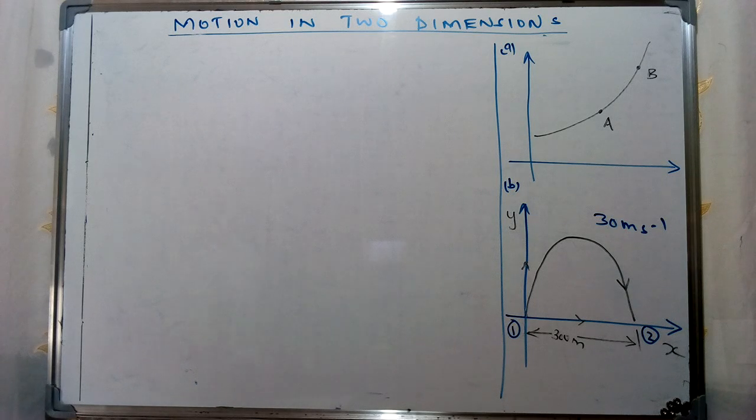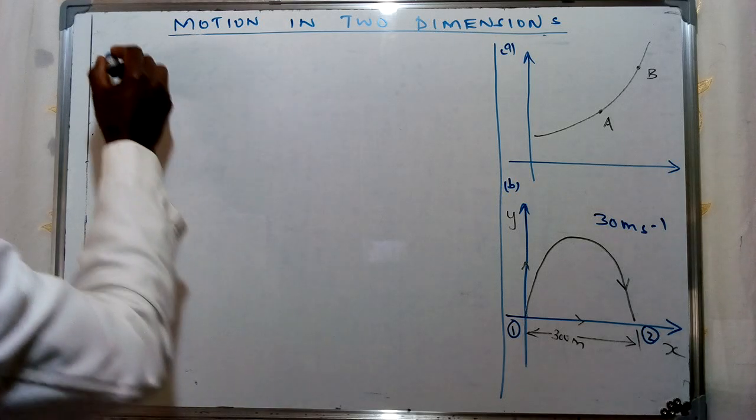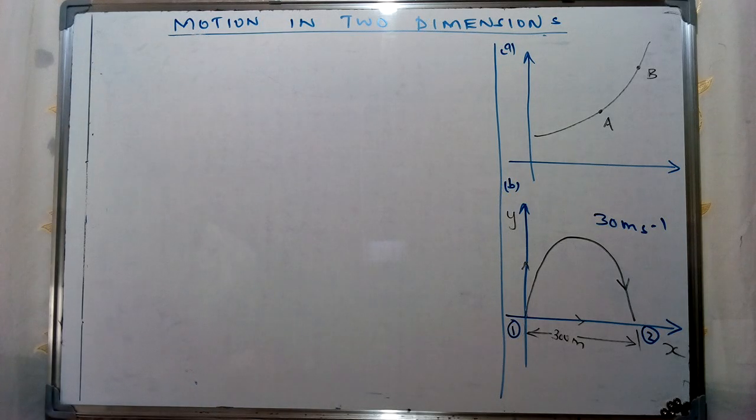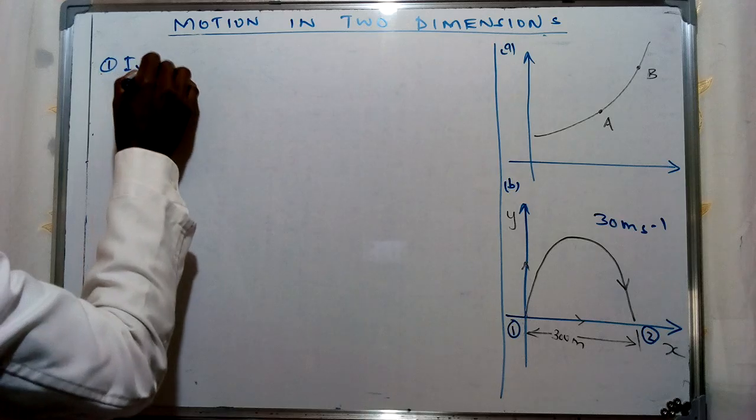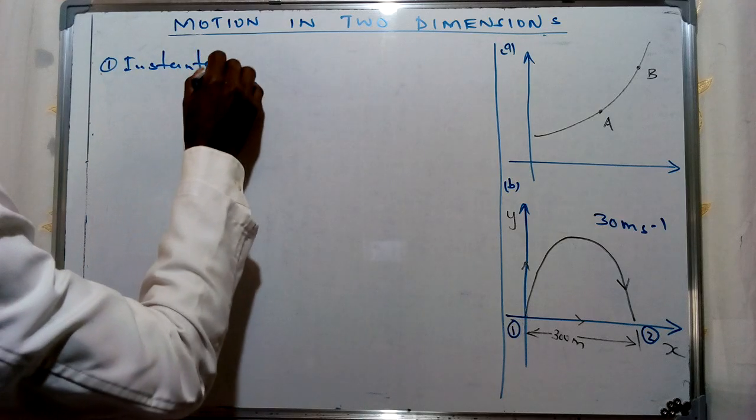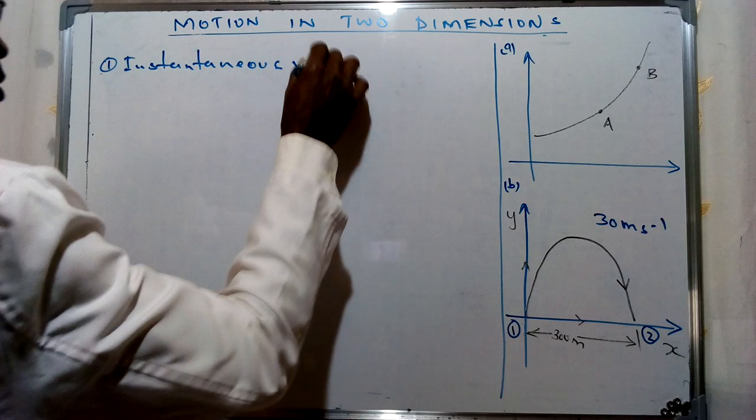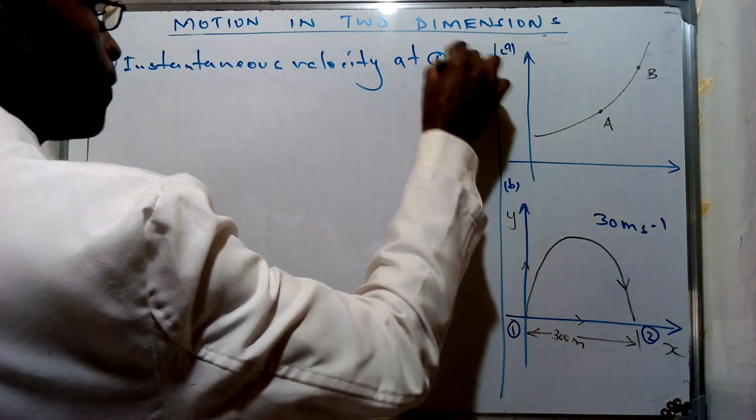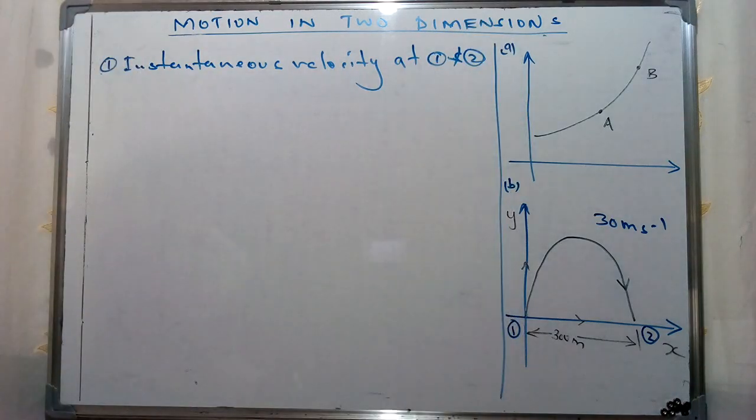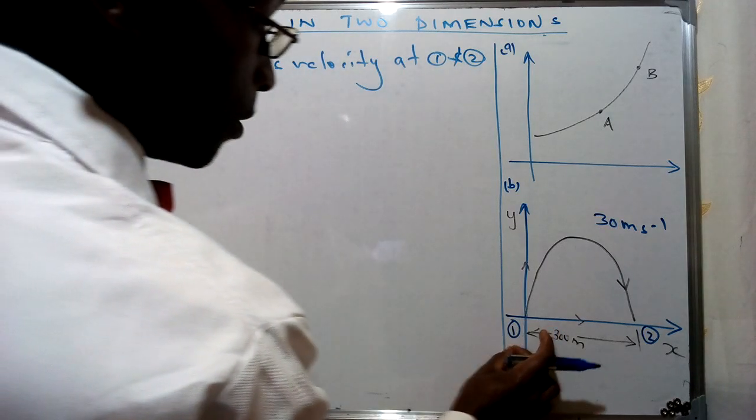So in this case, we are required to evaluate the instantaneous velocity of this specific car. Let's give this one as the instantaneous velocity at points 1 and 2. I'm going to give this one in that summary form because of our space. So we're required to find the instantaneous velocity at 1 and 2.